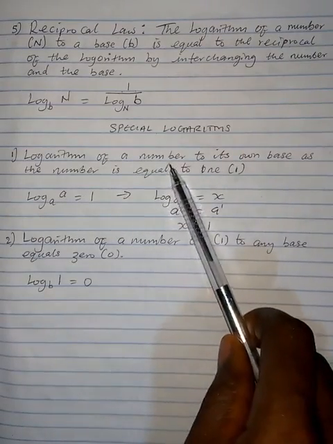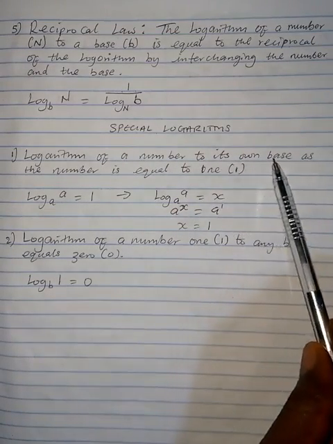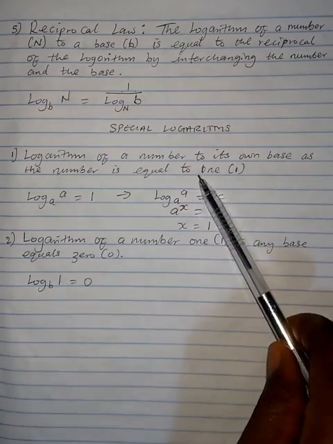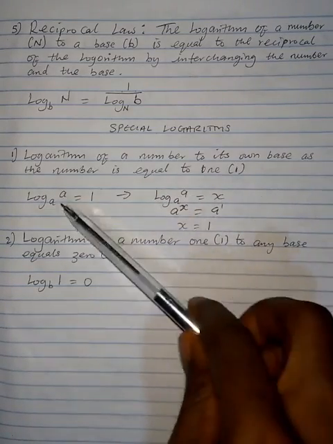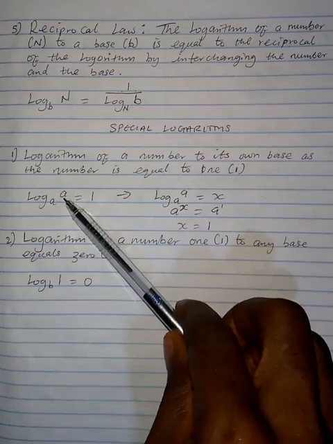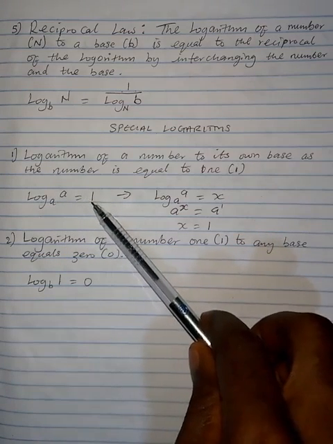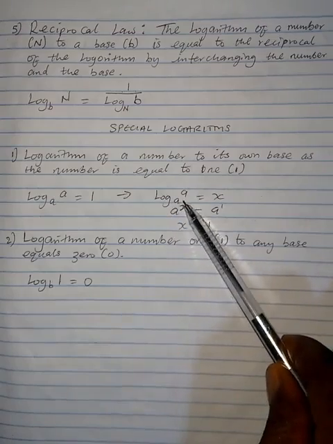The logarithm of a number to its own base, as the number, is equal to 1. Okay, that's when the logarithm of a number has the same base as itself, and it is equal to 1. Okay, now this is how to justify it.